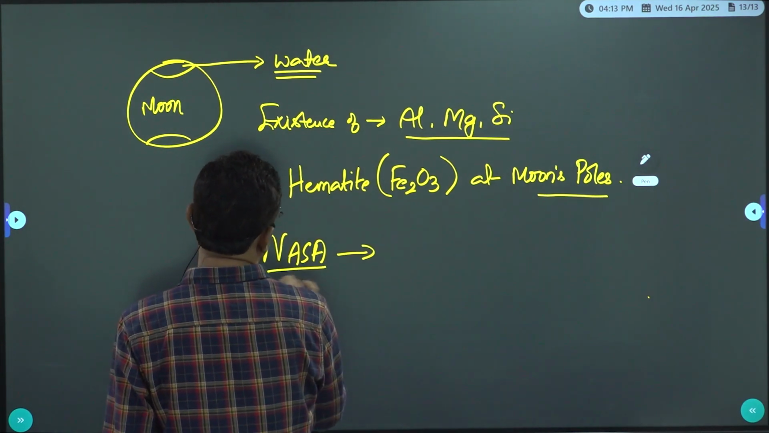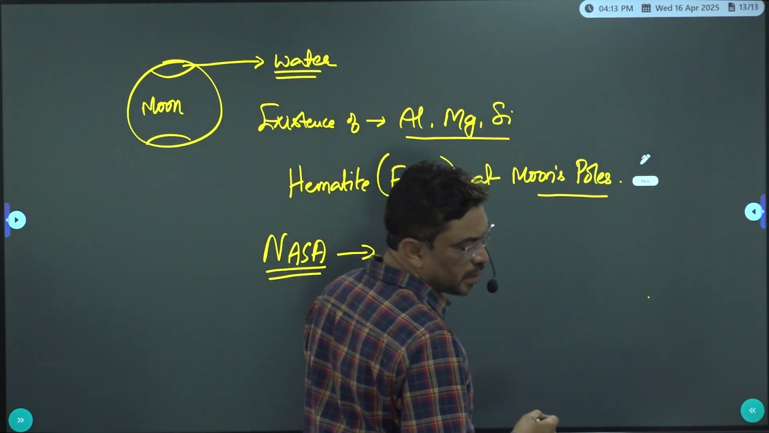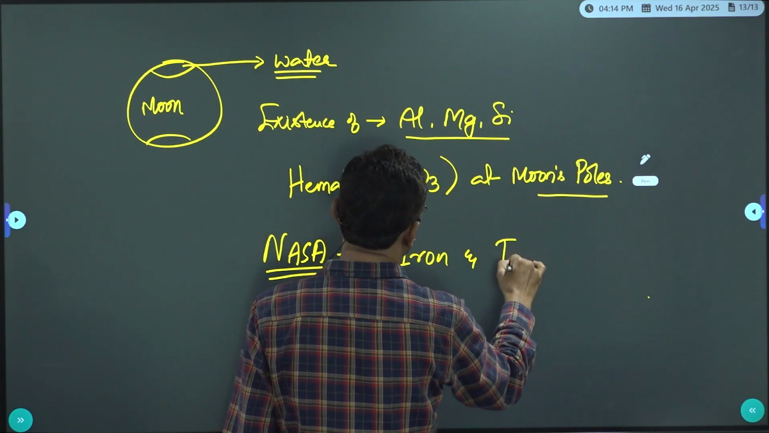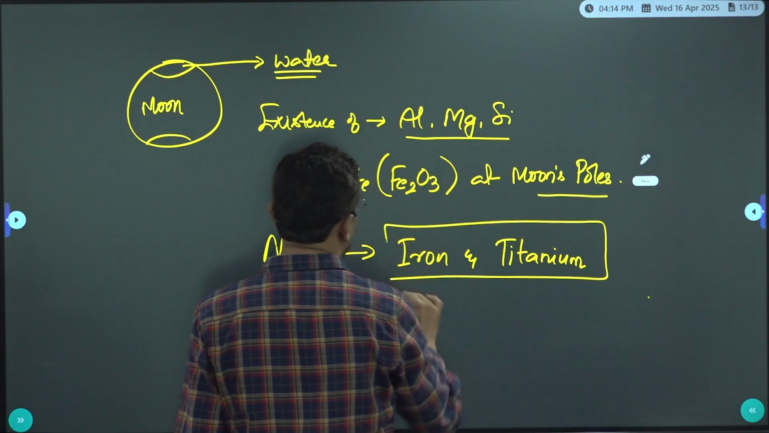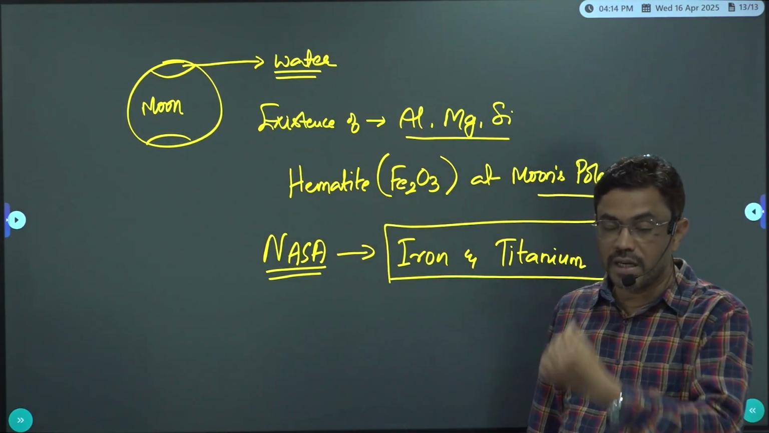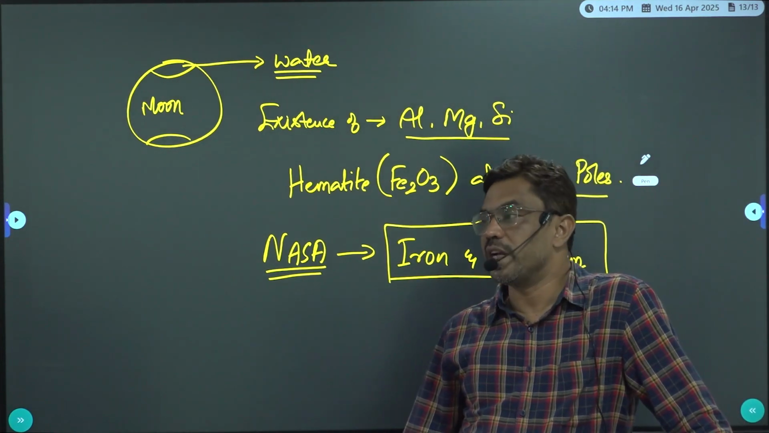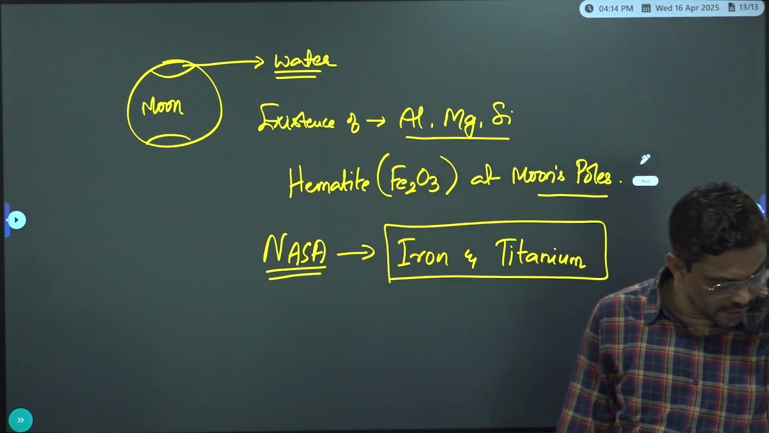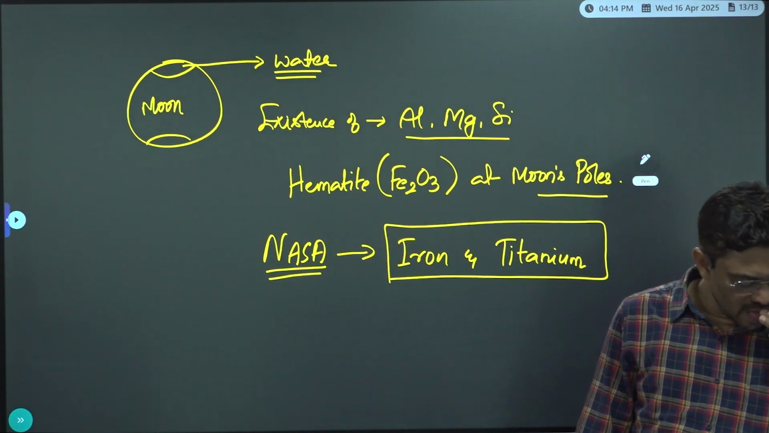And recently NASA found the presence of excess amounts of metals like iron and titanium on the moon's surface. Greater quantities of iron and titanium are present on the moon's surface.